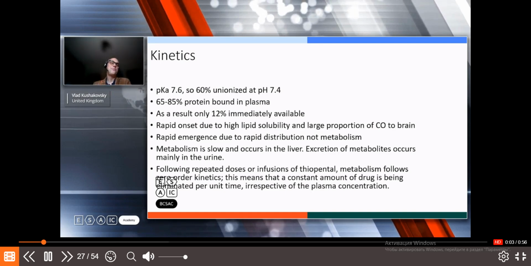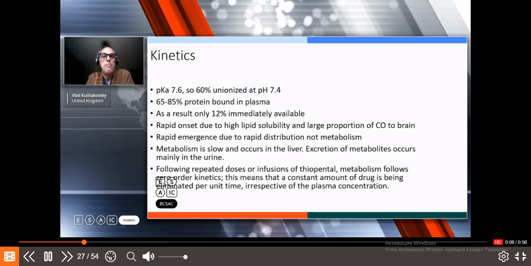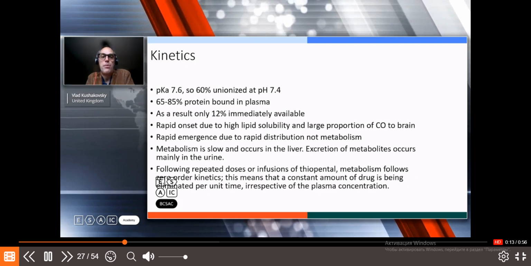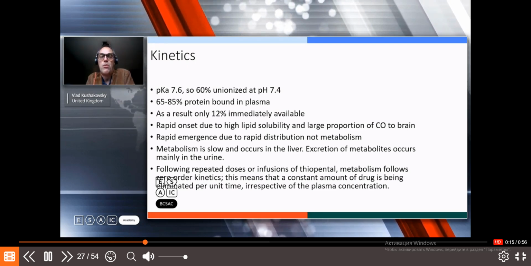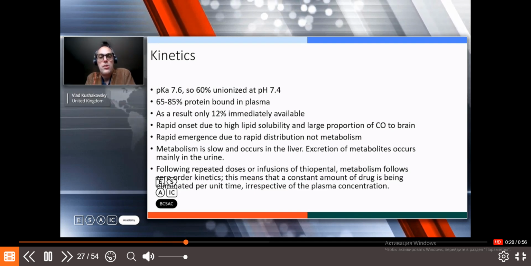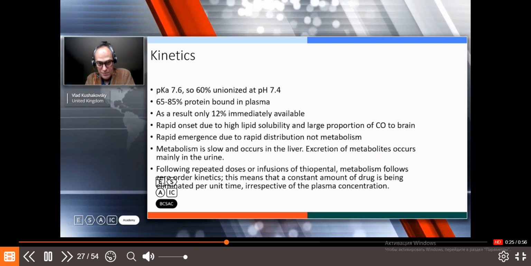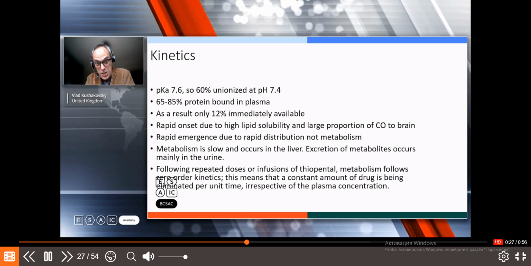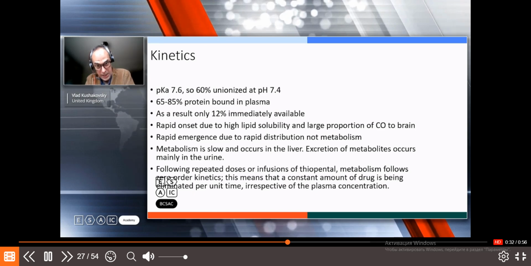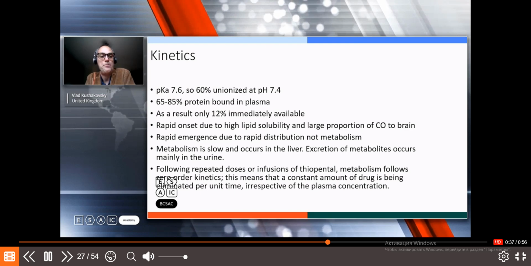Pharmacokinetics. The pKa is 7.6, so 60% is unionized at pH 7.4. 65 to 80% is protein-bound in plasma, which means that only a small fraction is immediately available. Rapid action is due to high lipid solubility and a large proportion of cardiac output going to the brain. Rapid emergence is due to rapid redistribution. Metabolism is slow and occurs in the liver. Excretion of metabolites occurs mainly in the urine.